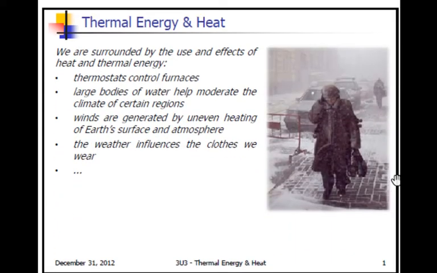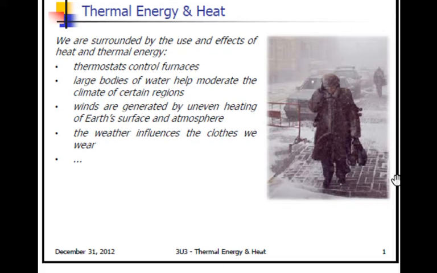So we're surrounded by the use and effects of heat and thermal energy. At home, your home's temperature is controlled by a thermostat, which controls the furnace or the air conditioner. Large bodies of water help moderate the climate of certain regions. Winds are generated by the uneven heating of the Earth's surface and atmosphere, when basically the air in one region ends up moving to another. And that's what causes wind, and that happens because of changes in temperature. And lastly, it says here the weather influences the clothes that we wear.